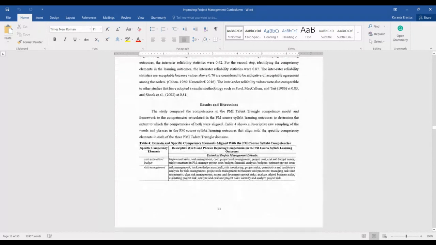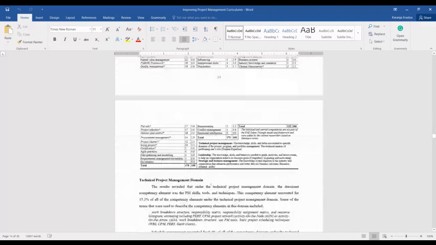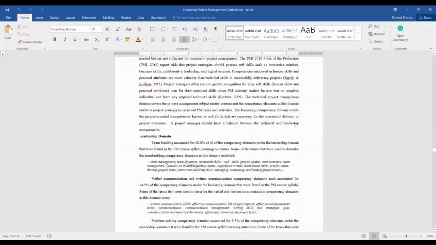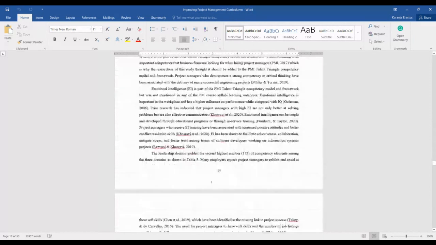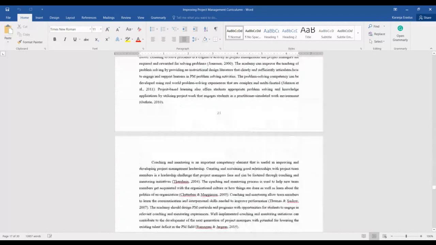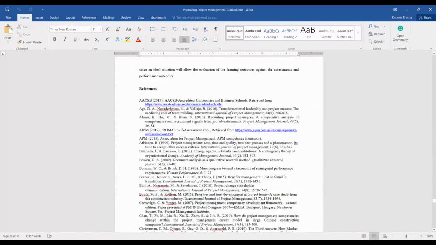So down here you have the results, and then you have some discussion that says this is what we found, this is what we thought, and then you have some research that can help you with that. And then once you finish that, this is all results and discussion, you'll come down and have your references. So the references is down here.